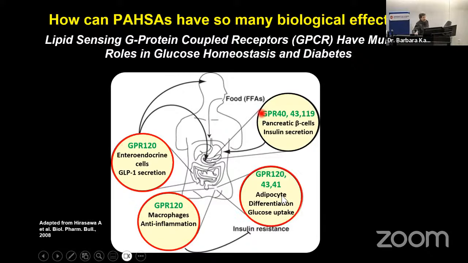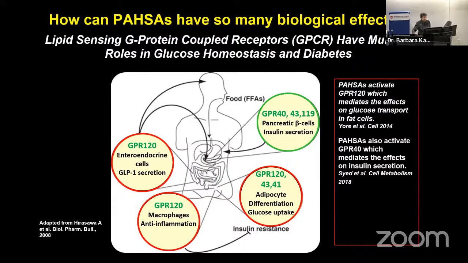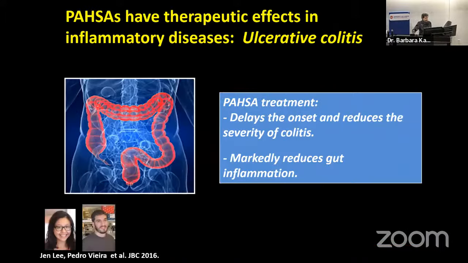It's also in adipocytes and alters adipocyte differentiation and glucose uptake. And other GPCRs, GPR40, 43, 119 are in pancreatic beta cells and modulate insulin secretion. So we showed that PASAs activate GPR120, which mediates the effects on glucose transport in fat cells. They also activate GPR40, which mediates the effects on insulin secretion. And there's a G-alpha I receptor that mediates the PASA effects on hepatic glucose production.